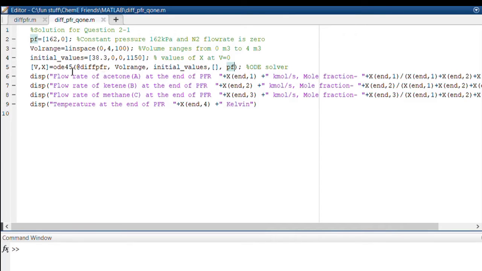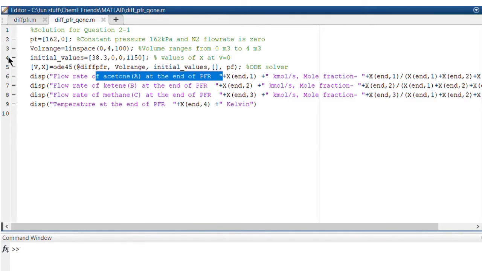ODE 45, or any ODE solver as such, allows us to apply some additional conditions like stopping at the minima, etc. So we are leaving it empty as of now, and we are writing the additional arguments which are required for diff PFR, which is PF. In this code we are just going to be displaying the flow rate of acetone at the end of the PFR.